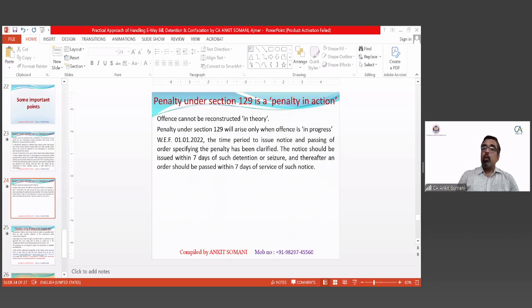Then further, you can also note down an important judgment of the Calcutta High Court, Karan Singh versus State of West Bengal.